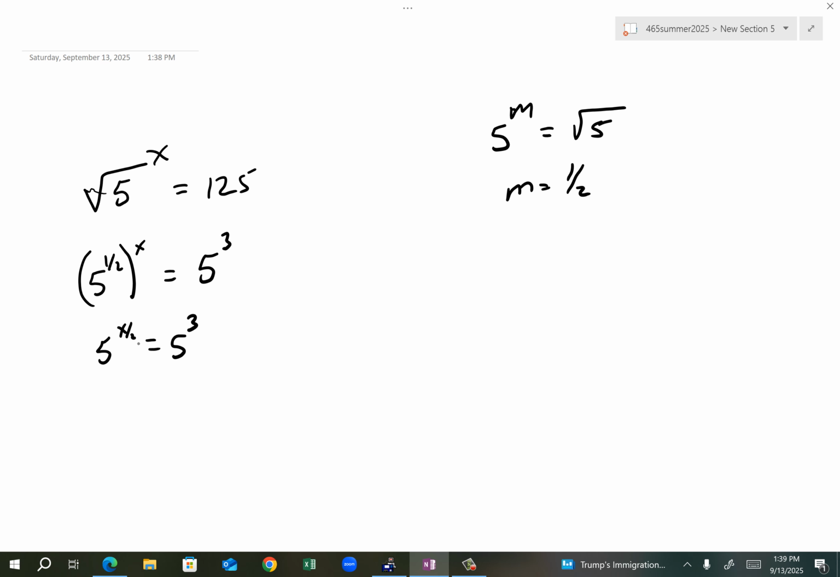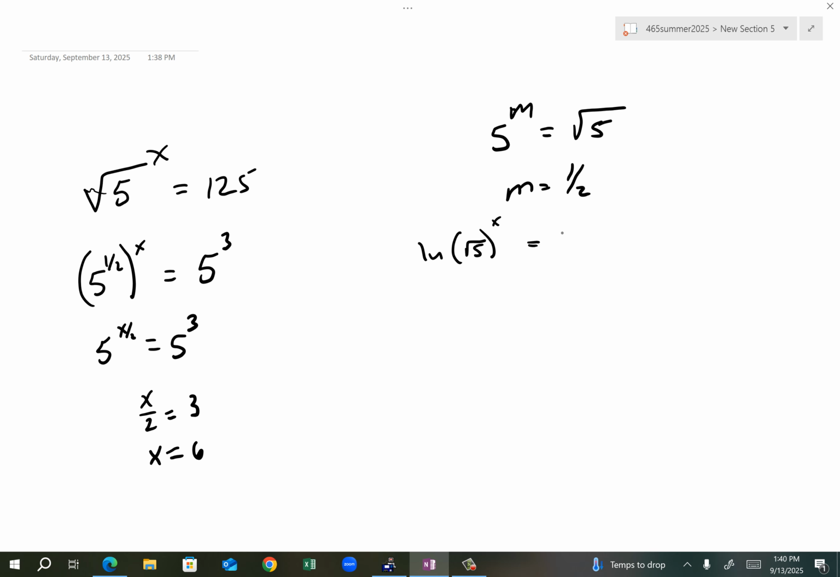But listen, those are identical bases. Therefore, the exponents must be equal. So x better equal 6. Which makes sense because we know that the square root of 5 times the square root of 5 is 5, and I have to do it 3 more times. So 2 times 3 is 6. Yay!